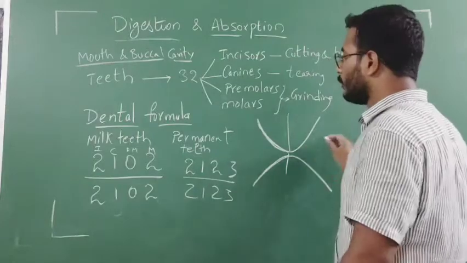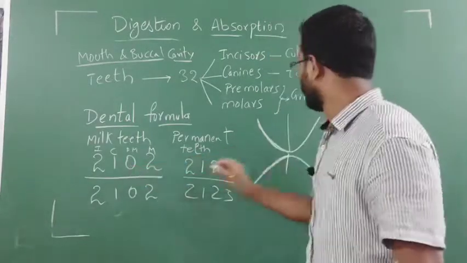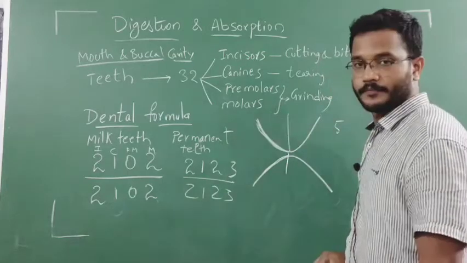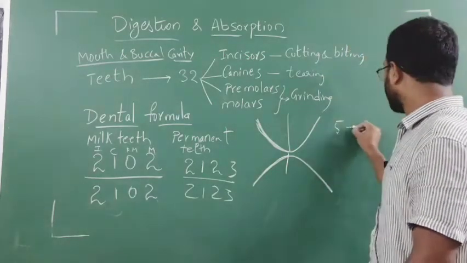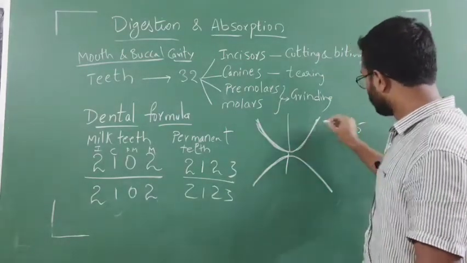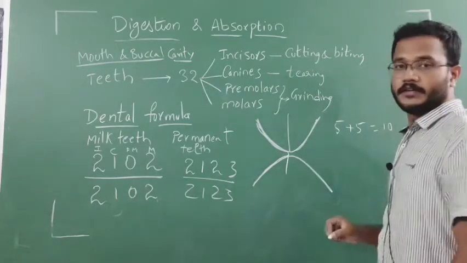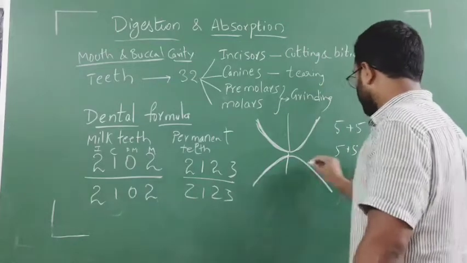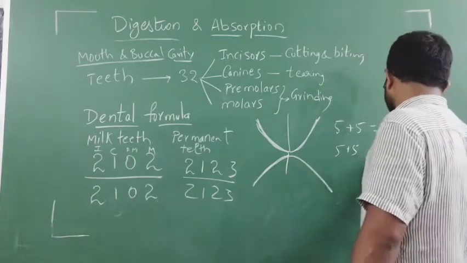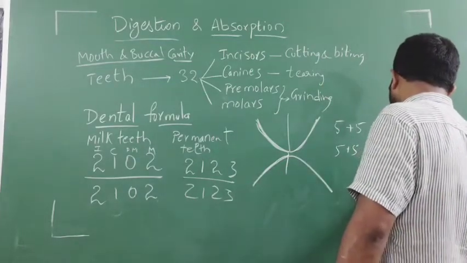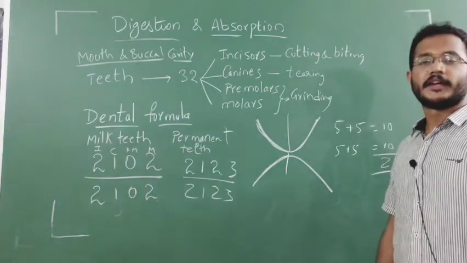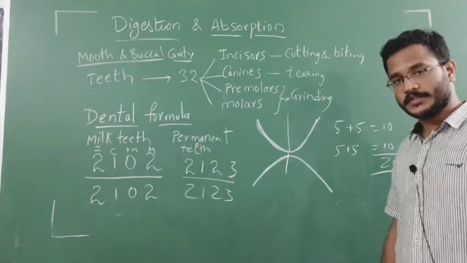See here 2, 1, 0, 2, so total 5. So 5 are present in this quarter, and we have to double this one. So the upper side has 10 teeth and the lower side 10, so total there are 20 milk teeth. There are 20 milk teeth present in babies.